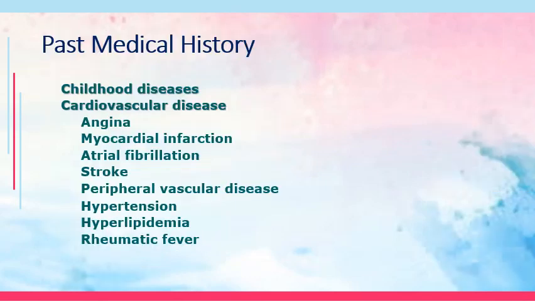Past medical history. Looking at the past medical history, the presence of these diseases listed on the slides and the handouts may also influence the cardiovascular status of your patient. Say, for example, a history of angina and myocardial infarction would already inform you that your patient is at higher risk of occurrence or recurrence of angina and myocardial infarction. If your patient has these disorders or cardiovascular diseases, you might want to know what maintenance medications are used by your patient.